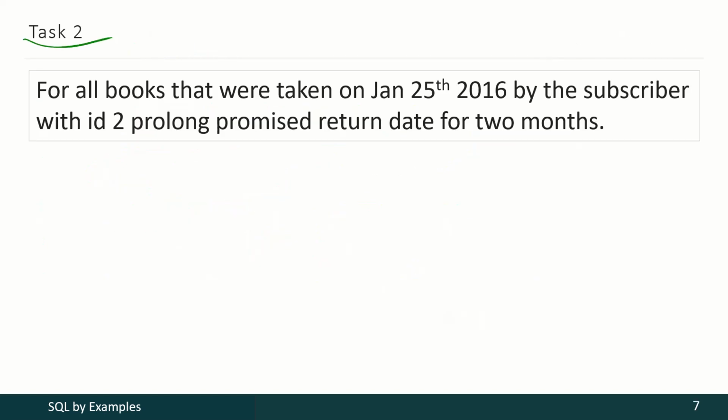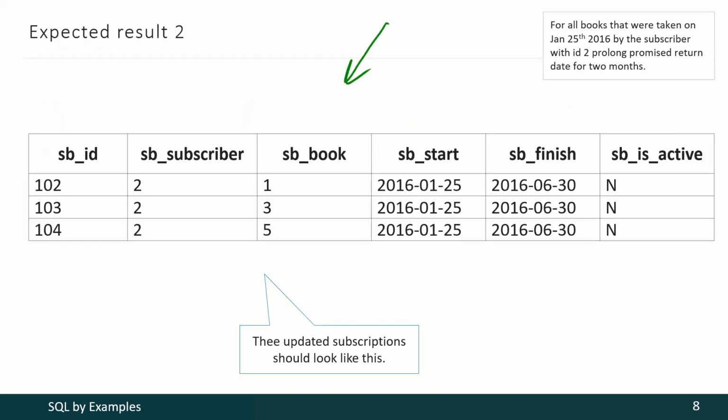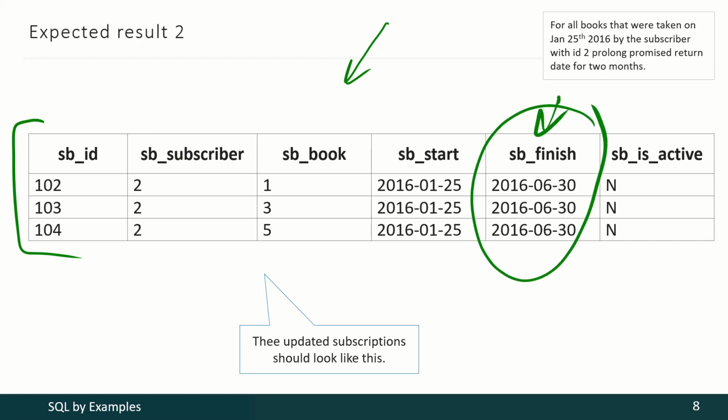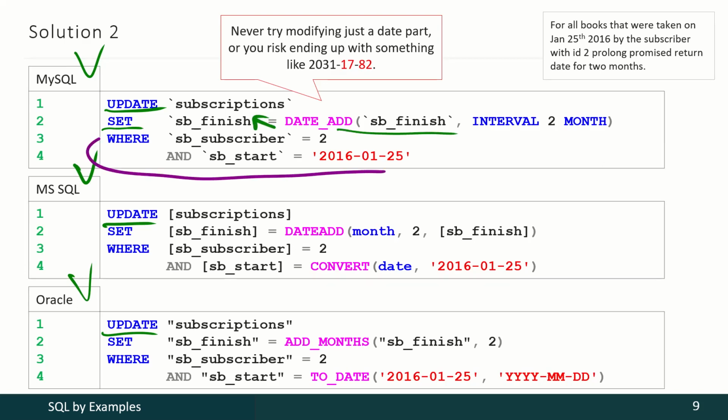In the next task, for all books that were taken on that date by the subscriber with ID 2, we have to prolong the promised return date for 2 months. After the operation completion, these 3 lines will have such new values here in SBFinish field. For all 3 DBMSs the solution is the same. We use update operator. In the set section we are providing the new value for this field. We are applying this condition here that comes from the task itself.